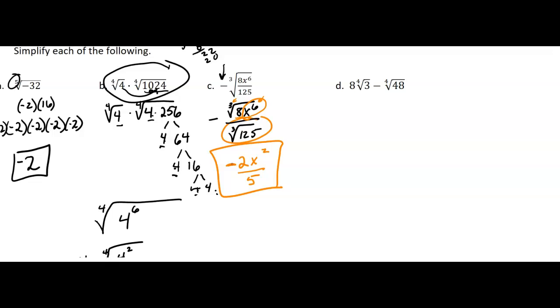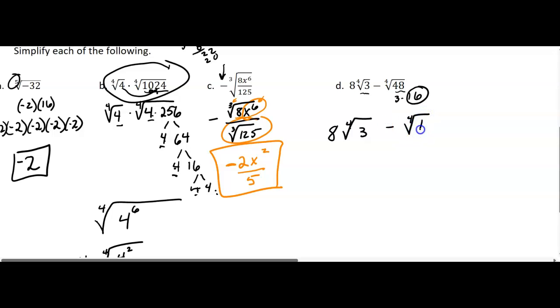All right, let's see, we've got another one here. Now I've got the 4th root of 3. That's not going to simplify. But what about the 48? Well, 48 is 3 times 16. And we did the 4th root of 16. We've done that a couple times. Now you could write that out like this. Is one way you could write it.